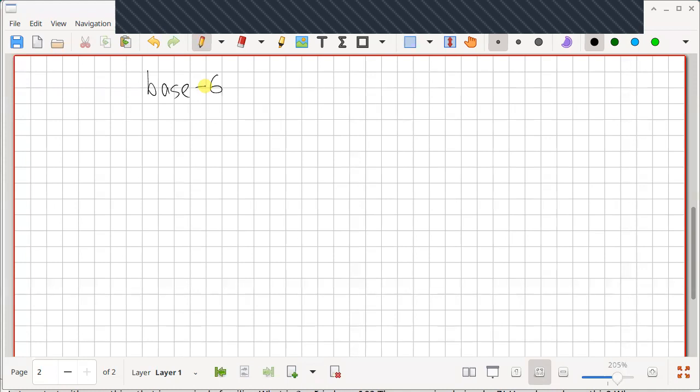So since we're working with base 6, I have to make sure that the digits of X and Y can only be from 0 to 5, because in base 6, you do not have 6 as a single digit. All right, so we'll go ahead and start with 2, 3, 4, plus 1, 2, 5. So we're going to do this addition, but in base 6.